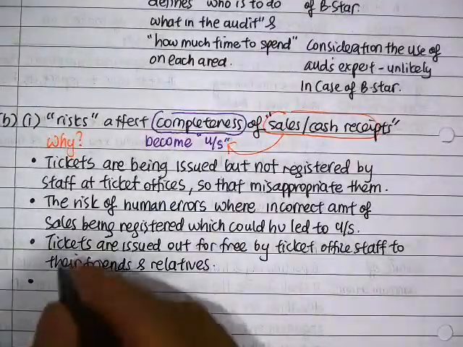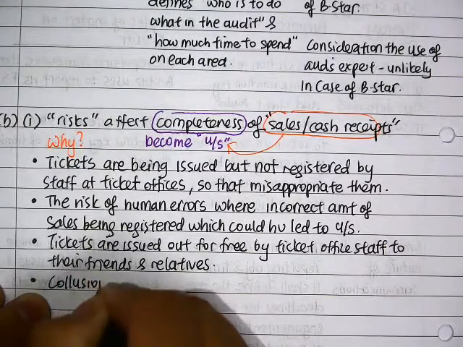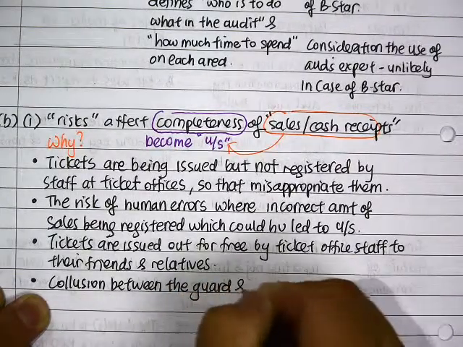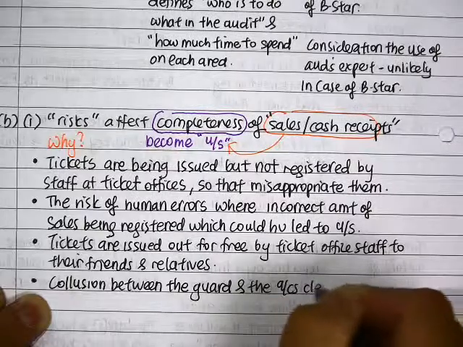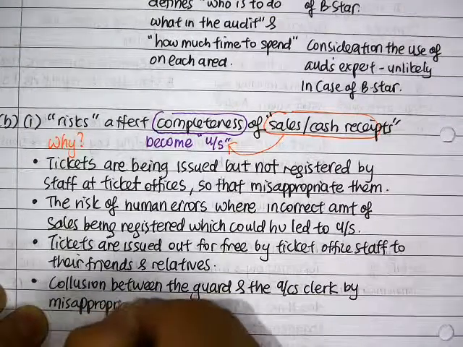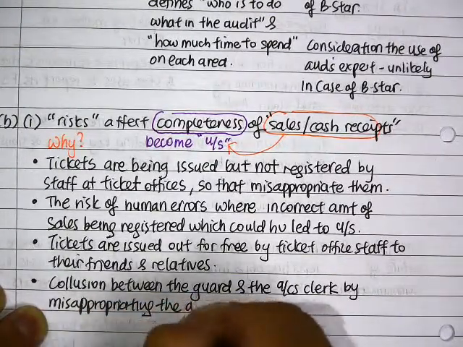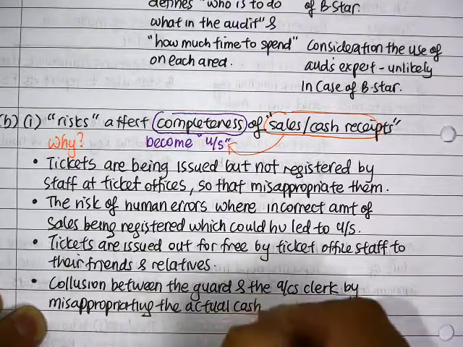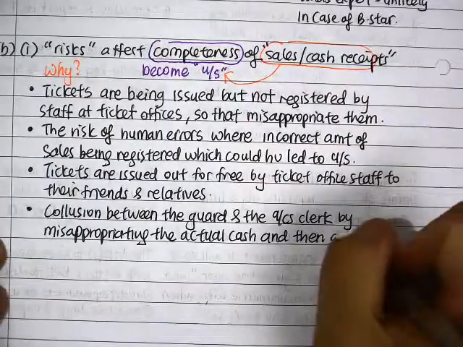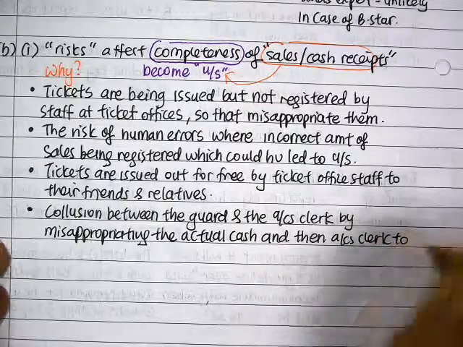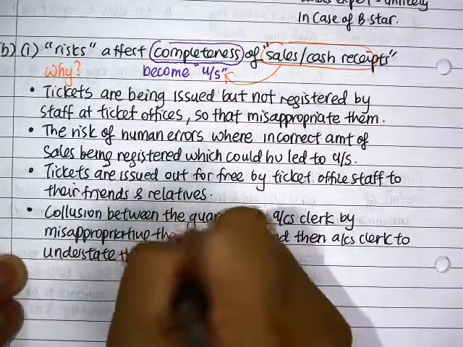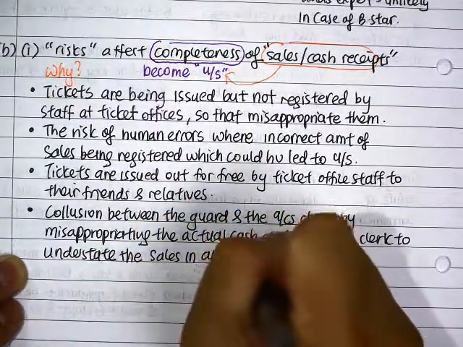So this is also another possibility that maybe a collusion between the guard and the accounts clerk by misappropriating the actual cash, and then the accounts clerk to understate the sales in the accounting records.